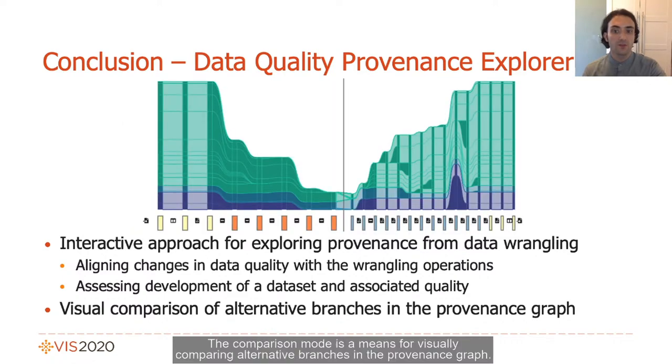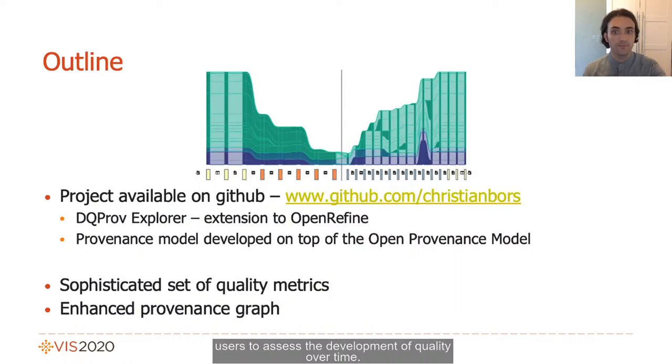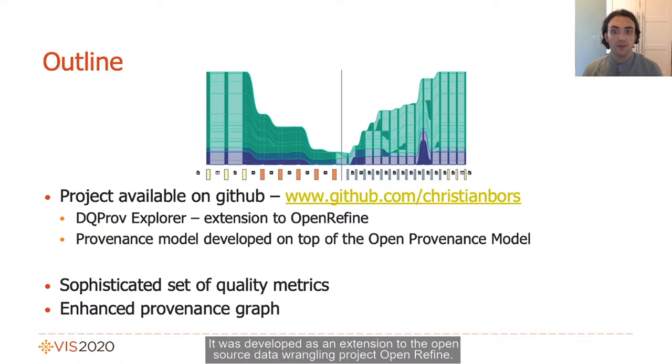The comparison mode is a means for visually comparing alternative branches in the provenance graph view. And in our evaluation, we could show that Data Quality Provenance Explorer is suitable for users to assess the development of quality over time. If you're interested in this prototype, it is publicly available on GitHub. It was developed as an extension to the open source data wrangling project OpenRefine, and the provenance graph is implemented on top of the open provenance model.